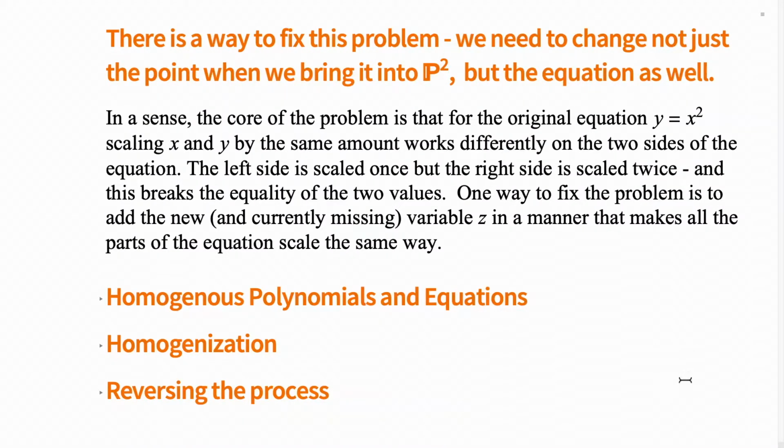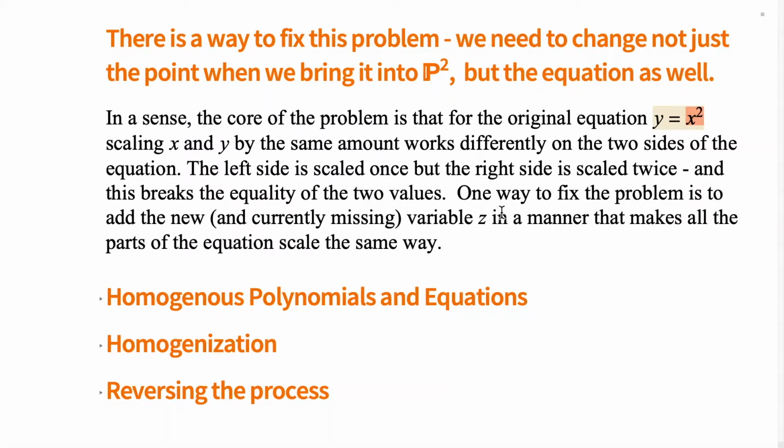Now, it turns out there is a way to fix this problem, but to do that, we need to change not just the point when we bring it into the projective plane, but the equation as well. In a sense, the core of the problem is that for the original equation y equals x squared, when you scale x and y by the same amount, it works differently on the two sides of the equation. The left-hand side, which is just y, gets scaled once, but the right-hand side, which is x squared or x times x, gets scaled twice, and this breaks the equality between the two values.